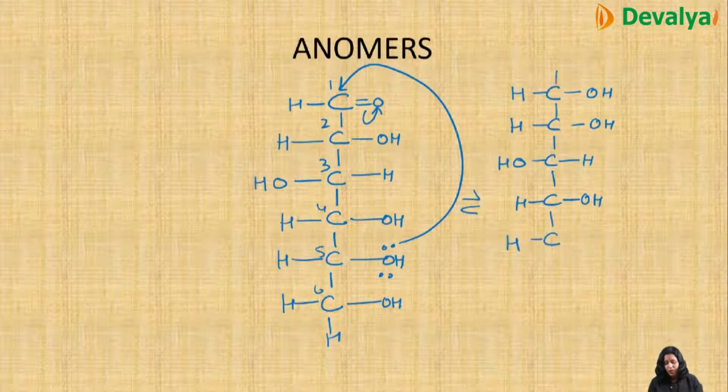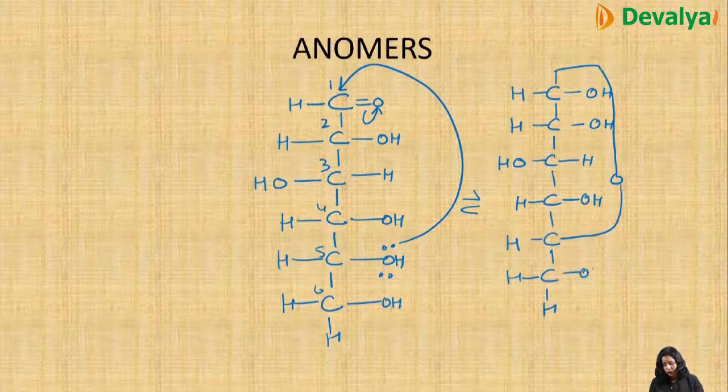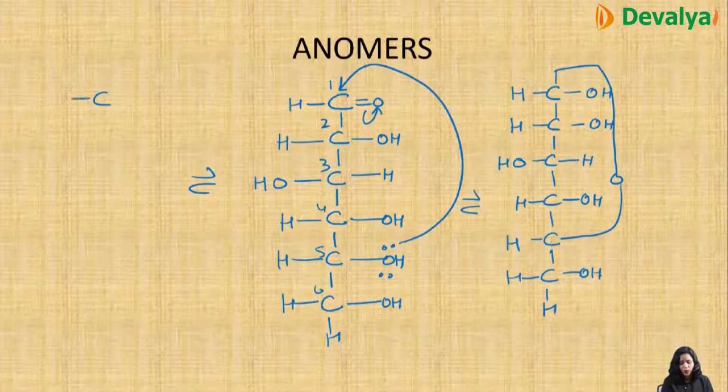CH, and through oxygen they link and they form CH2OH. Similarly, we'll draw the equilibrium structure this side, but the only change will be OH will be on this side instead of that side. Here OH is on this side, here OH is on this side.